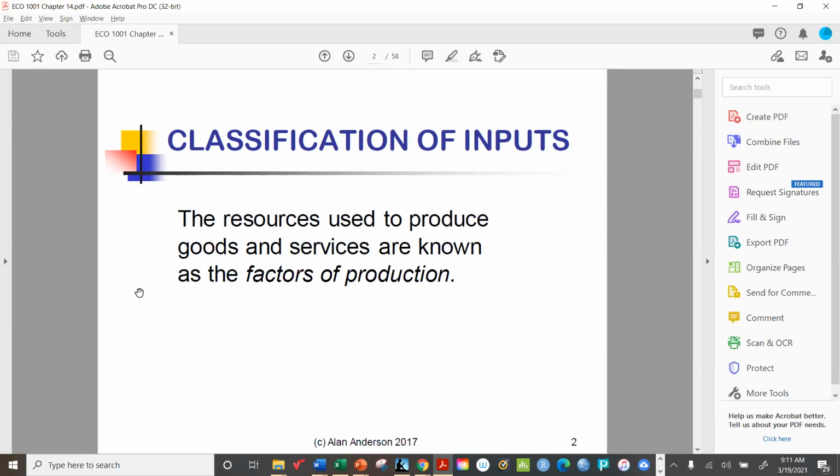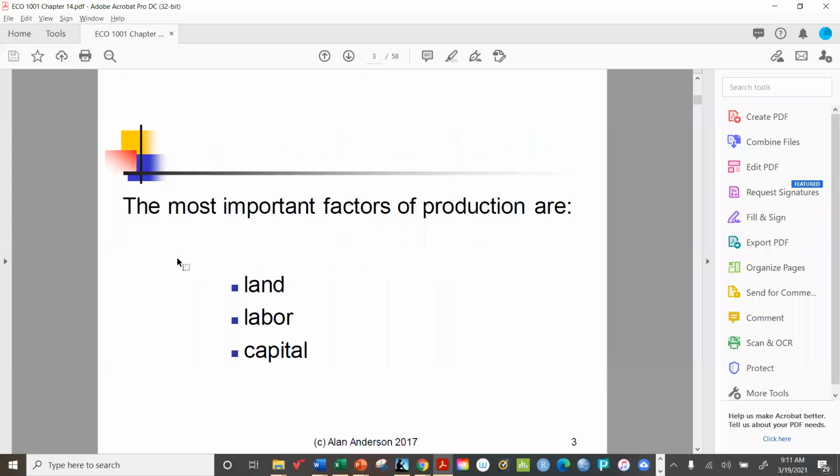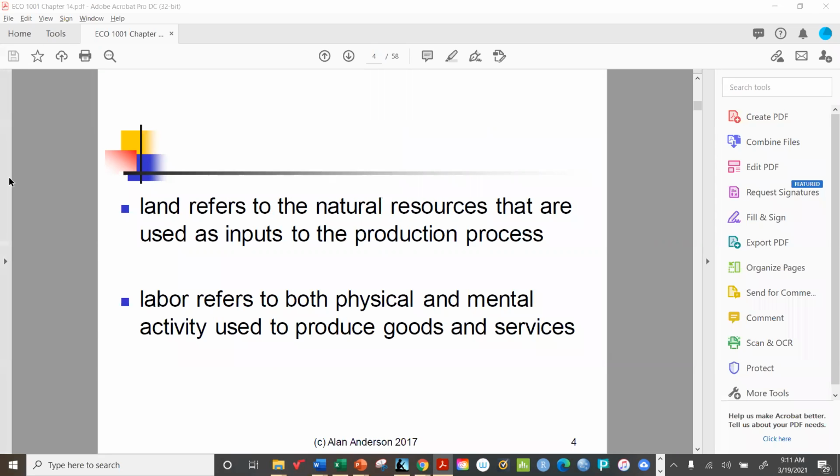So we're going to start out by noting that the resources, as we've already seen, used to produce goods and services are referred to as factors of production, which are land, labor, and capital. Okay, so land, labor, and capital. Land, of course, refers to natural resources, not just actual land. Labor is physical and mental activity that's used to produce goods and services. Yes, actual physical goods, I mean, not just time spent, but actual working at producing goods and services.